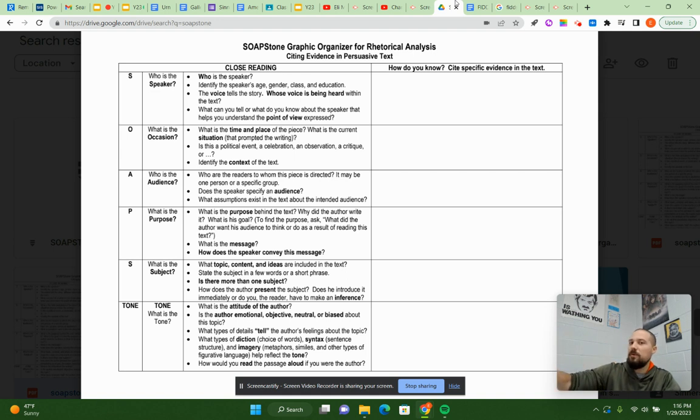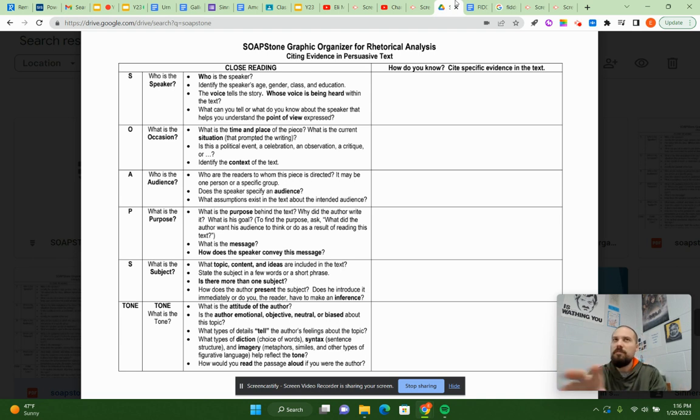Although FIDS is a little bit more applicable in a lot of different circumstances. You can use FIDS for poetry and fiction and short stories and novels and all sorts of different things. SOAPSTone's a little bit more for nonfiction. Okay, so like speeches and documents and tracts and pamphlets and things like that.